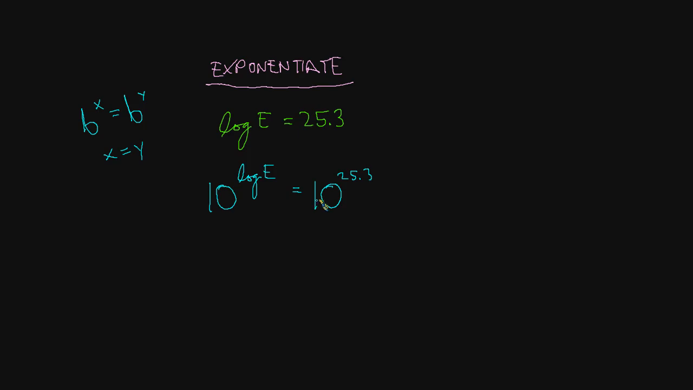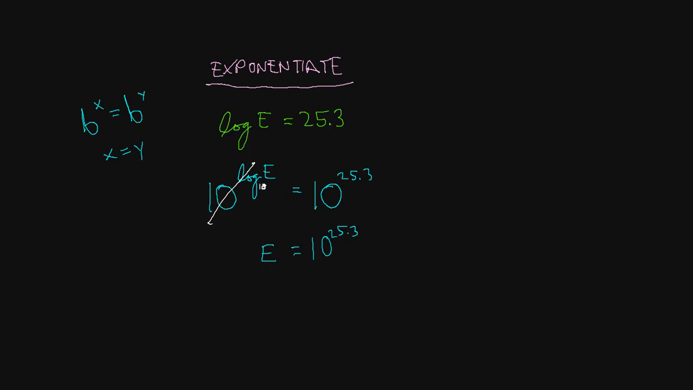Now, why did I do that? Because there's this really cool thing that we can do. We can cancel this log with this 10 because it's a base 10. If this was not a base 10, it would not work. But since this is a base 10 logarithm, we can just cancel those guys. And when we do that, what we end up with is simply e, and that is equal to 10 to the power of 25.3.